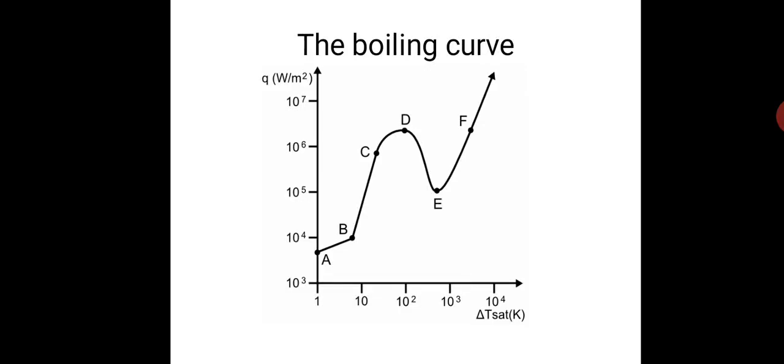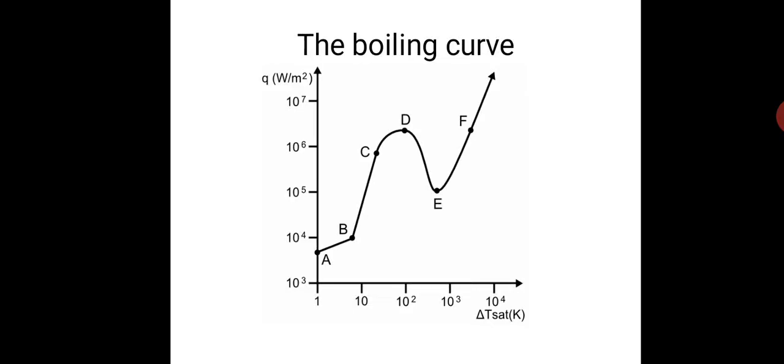Next is D, the peak temperature. At that time, critical heat flux is there. Maximum attainable heat flux in nucleate boiling is occurring here. After that, potential burnout of power controlled heating occurs. In between D to E.